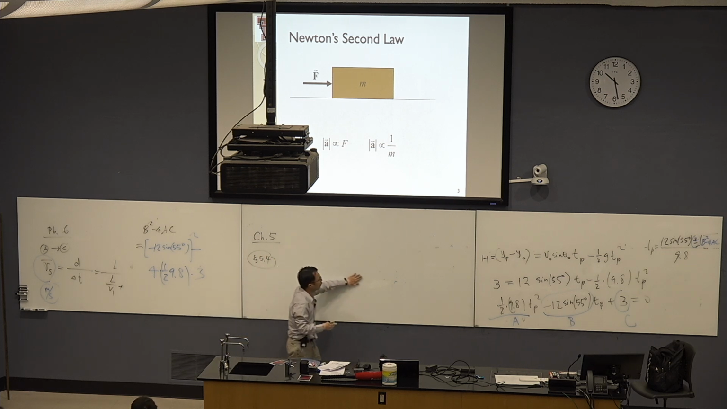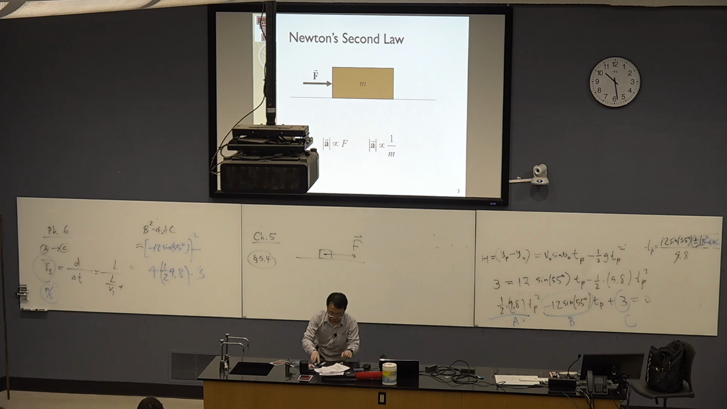In chapter 5 of the book, what we consider is as follows. We are trying to move an object with a certain applied force. We can call it F applied or just F. Force is a vector. Once force is applied on that object, this object will undergo a certain acceleration. We call that acceleration A.